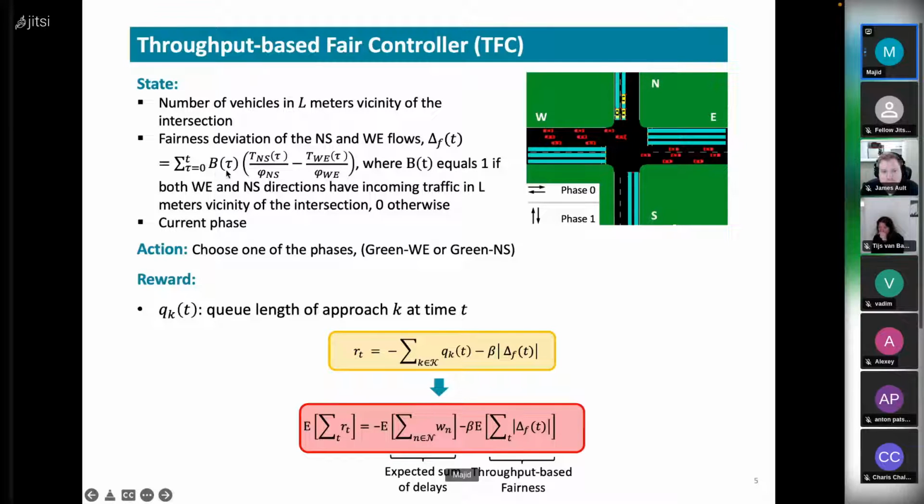It is defined as the sum of the difference between the normalized throughputs for those directions times BT, where BT is just a flag. It's 1 if both of these directions have traffic, and 0 otherwise. That's because we only care about fairness if both traffic flows have traffic. Otherwise, we can just give the right of way to the direction that has traffic.